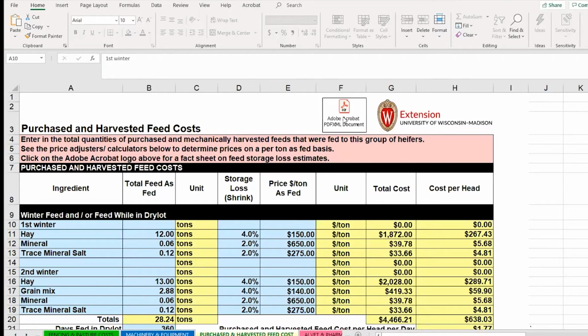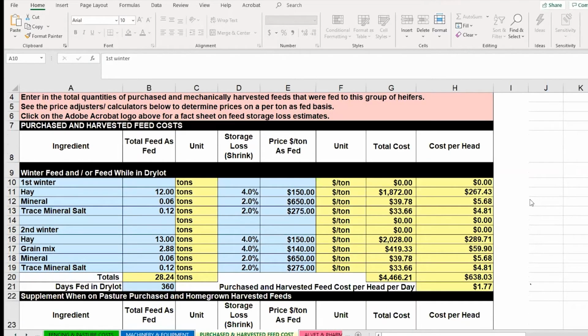This particular section is broken out into two categories: winter feed, or feed while the animals are in a dry lot. In our example here, which would be typical for most spring calving beef cow operations, replacement heifers will be around for 2 winters: the first year right after weaning, and then the second year winter before they calve. In our example here, we've actually got it broken out: first winter and second winter.